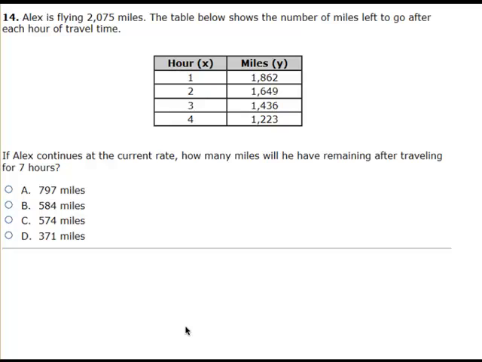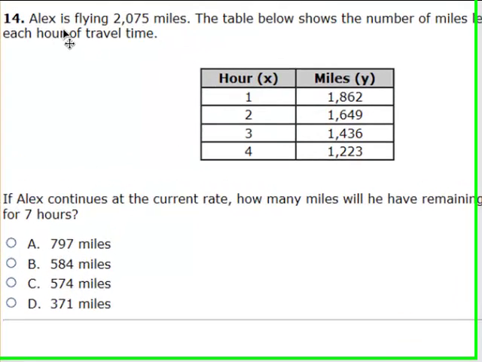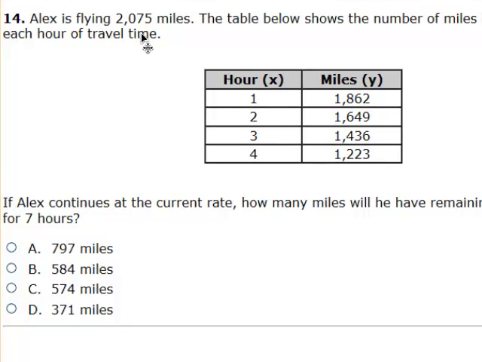Okay, here's another problem that involves a table. This time we want to know Alex is flying 2,075 miles. The table below shows the number of miles left to go after each hour of travel. So if Alex continues at this current rate, how many miles will he have remaining after he travels 7 hours?